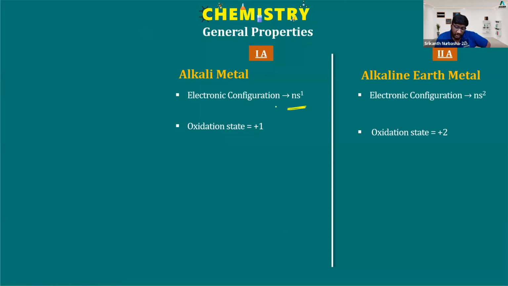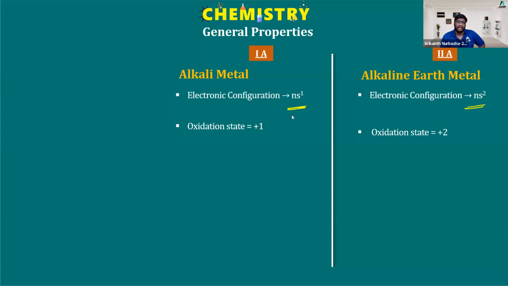Alkali metal electronic configuration will be ns1. Alkaline earth metal electronic configuration will be ns2. Alkali metals have a +1 oxidation state, because upon losing one electron they form the inert gas configuration of the previous period, whereas alkaline earth metals have a +2 state. And in group 1 and group 2, we have radioactive elements.